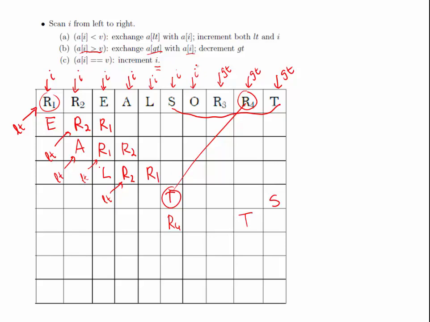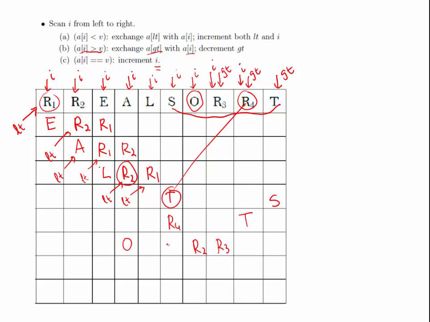Now a of i is O, which is less than the pivot. So what we need to do is to swap that with the first instance of the element. So we're going to swap this one and this one. So we're going to get O here and R2 here. And then our lt pointer will move to the next one, and the i will move here. At this point, a of i is equal to the pivot, and therefore it's going to move forward. And therefore, i is greater than gt, so we're going to stop the algorithm.